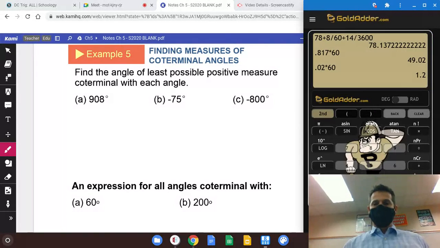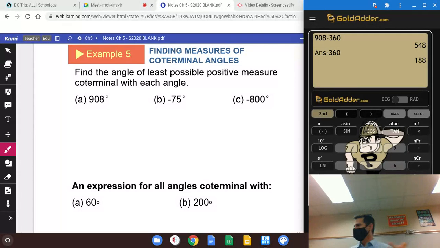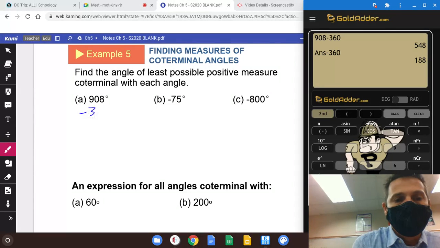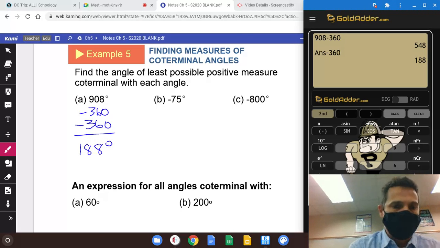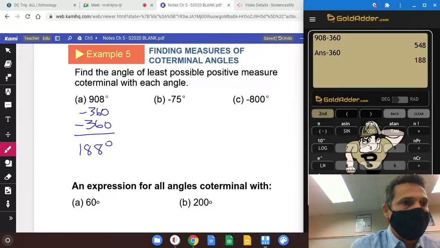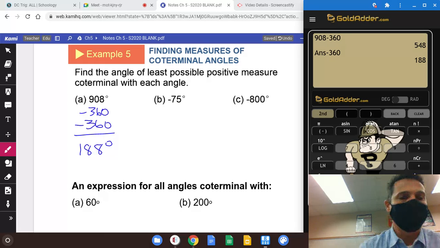And so what you would want to do is say 908 minus 360. Oops. Let's try that again. 908 minus 360. That's too big, so let's subtract 360 again. We're shooting for something in between 0 and 360. And once we get there, we subtract a couple of times. In fact, we subtracted it twice, and we ended up with 188. If you drew a picture of 188, what you would end up with is an angle that ends up in the same place as 908, the coterminal.